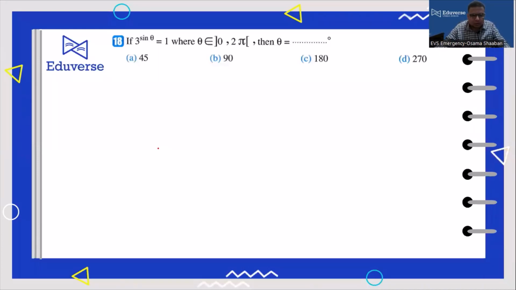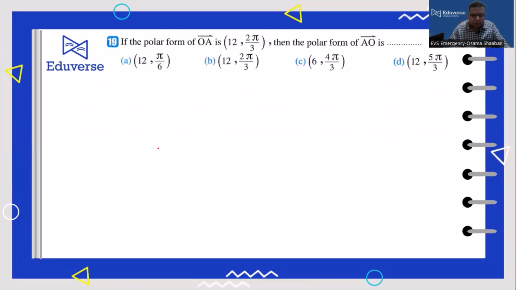Next question. The polar form of vector OA is 12 and 2π over 3. Then what is the polar form of vector AO?